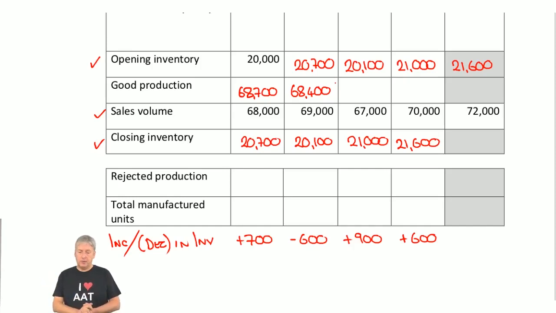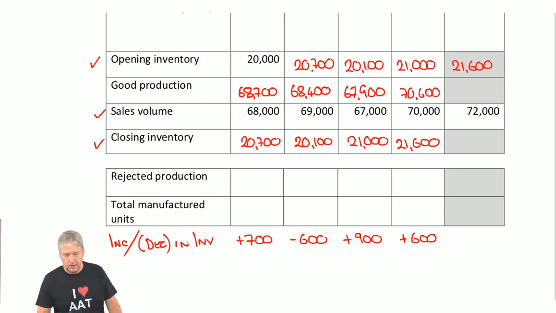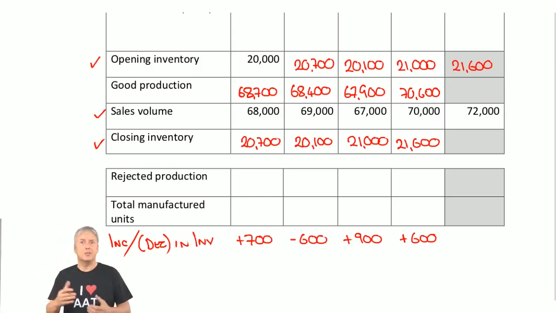If we look at week 3, it's increased by 900, and therefore we need 900 more: 67,900, and increased by 600, 70,600. Okay? Now, we know that we're scoring good marks for all of the things that we filled in so far, and that is not very difficult. I think we can cope with it.